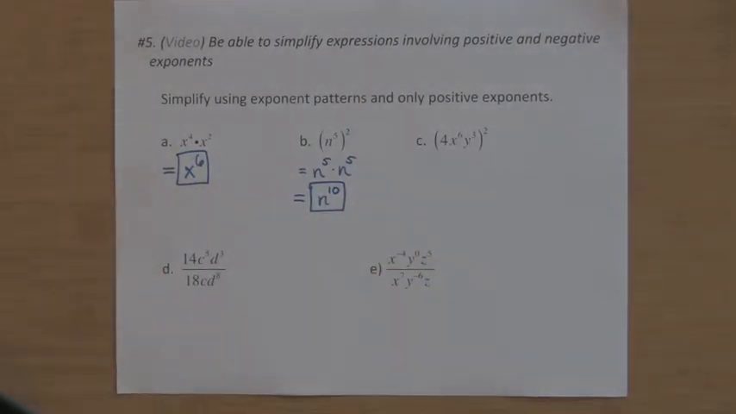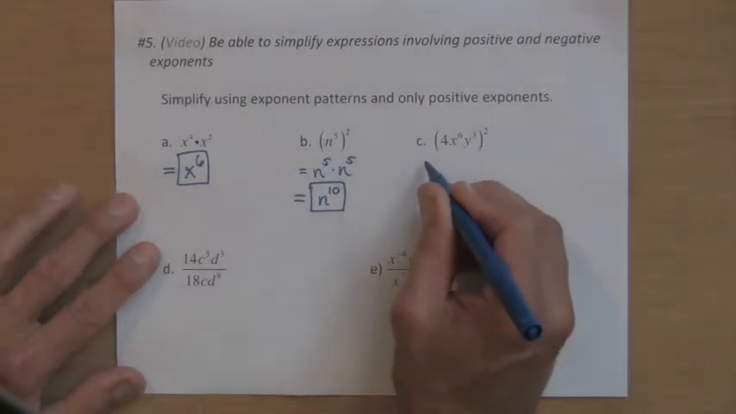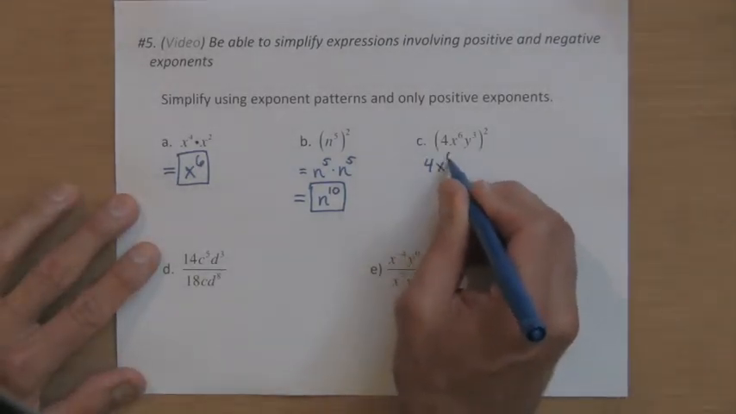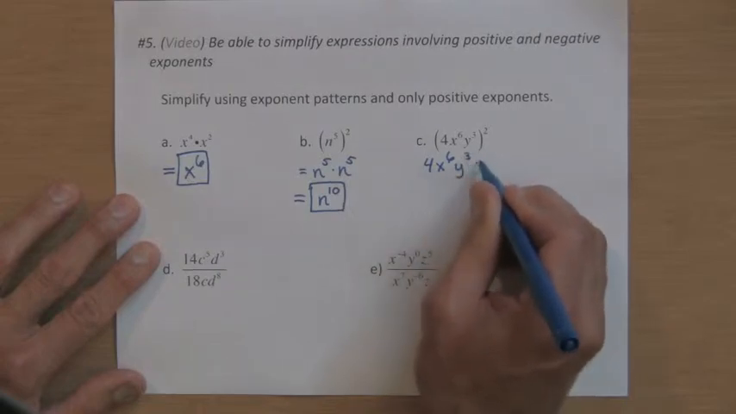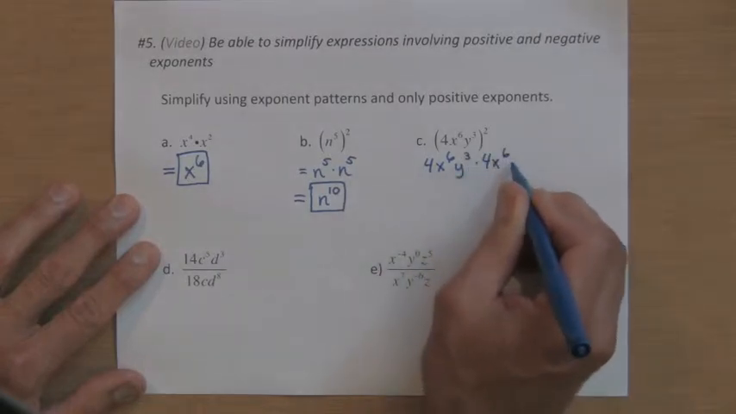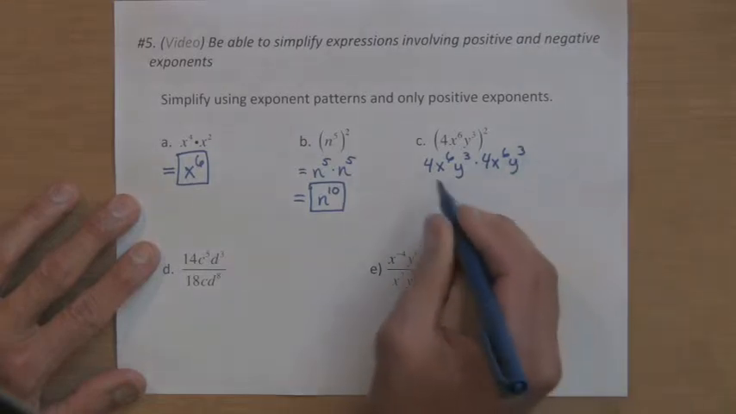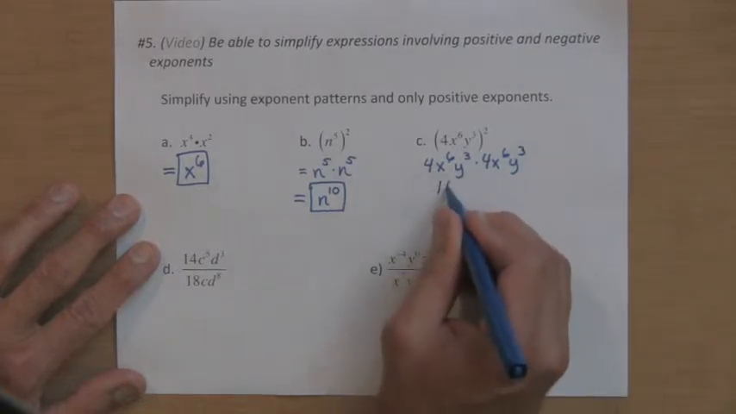Letter C, you have a 2 on the outside, which means you have 2 of what's in parentheses. So if you want, you can think of that as writing it twice. 4x to the 6th power y cubed times 4x to the 6th power y cubed. It's all multiplying. 4 times 4 is 16.